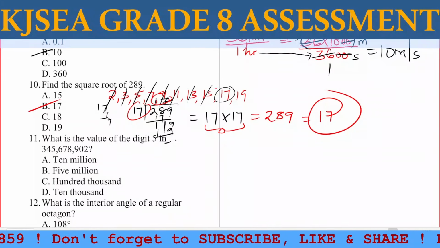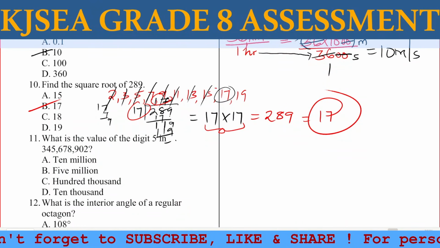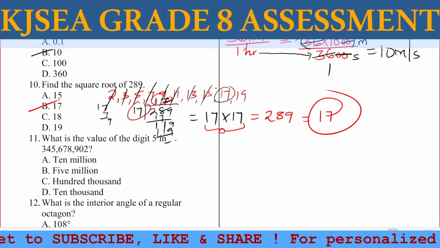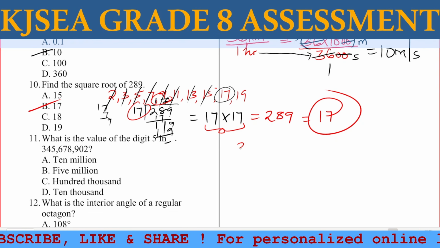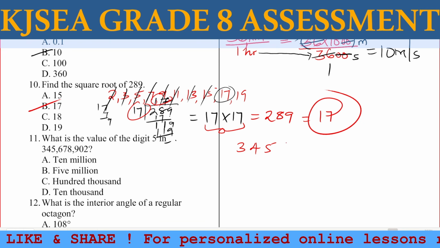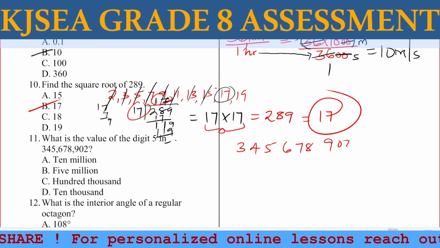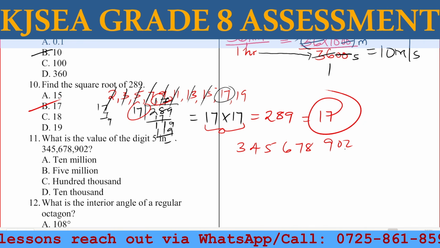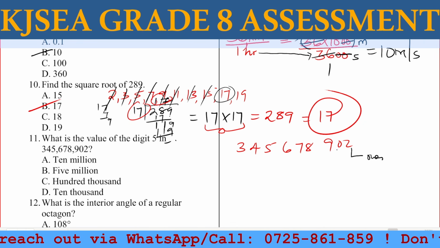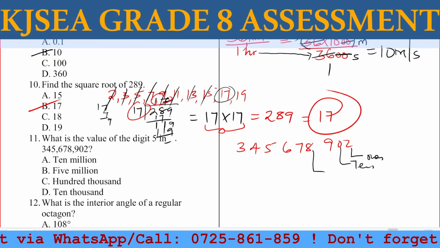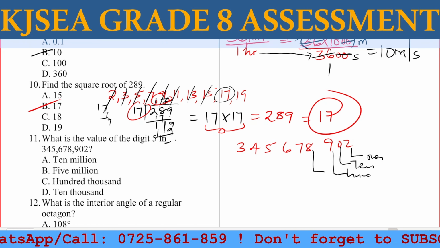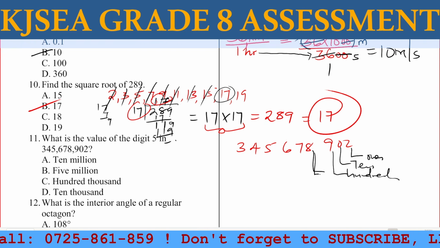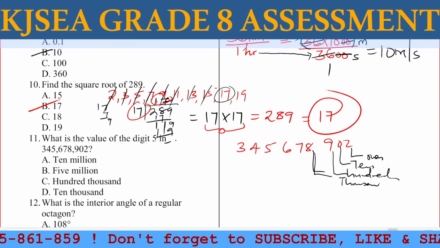Question 11. What is the value of digit 5 in that number? The number that you're given is 3, 4, 5, 6, 7, 8, 9, 0, 2. So this is how we get the value of the digit 5. We have this one as ones. Start from the right hand. This is ones. This is the tens. This is hundreds. From there you have this one is thousands.